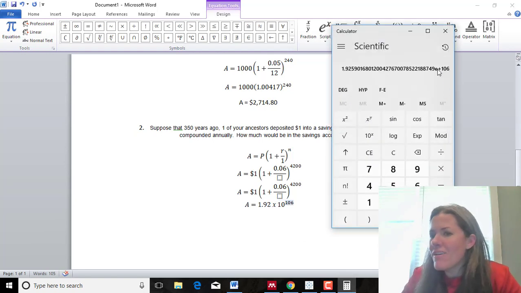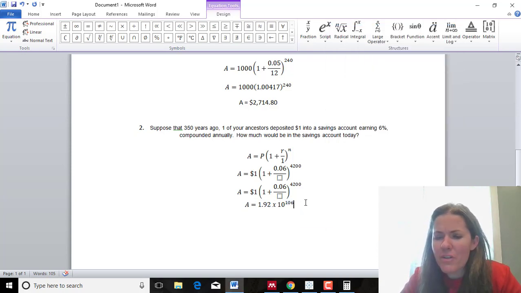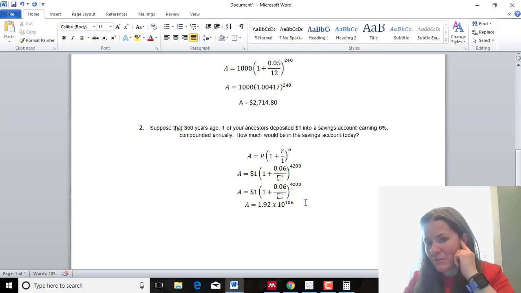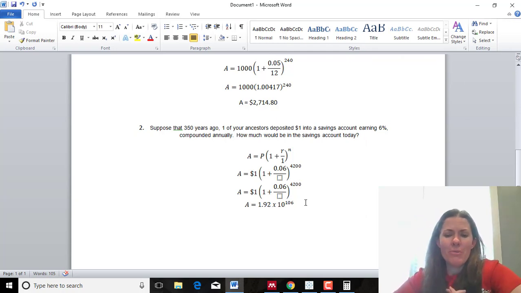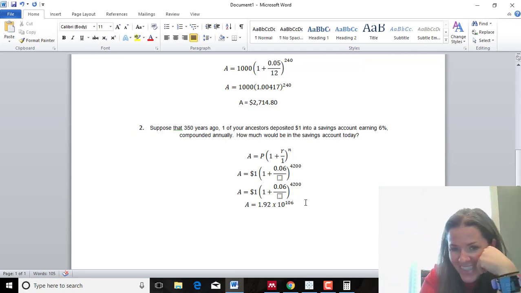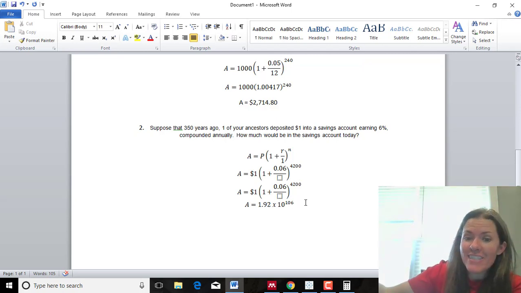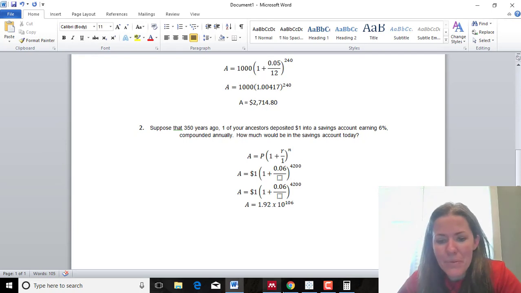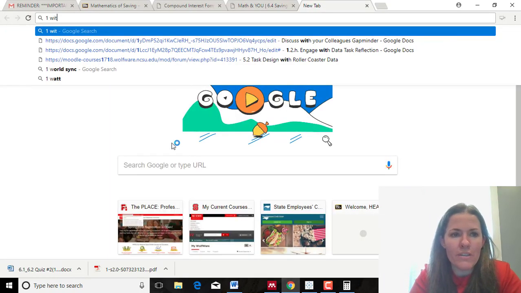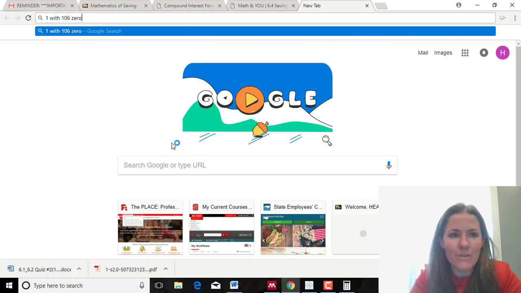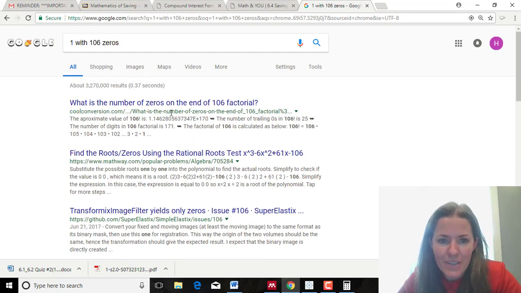They put an E. I don't know why calculators do this. They're good enough now, I would think they could just put times 10 to the 106. But if you remember back to olden days, whenever you took math before, times 10 to the 106 is scientific notation, meaning that this would be 1 followed by 106 zeros. What would that even be? Let me just go to Google. Let's see. 1 with 106 zeros. What would that be?